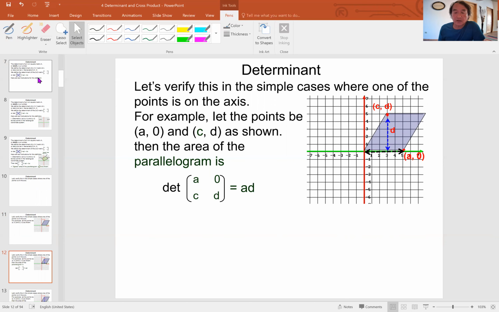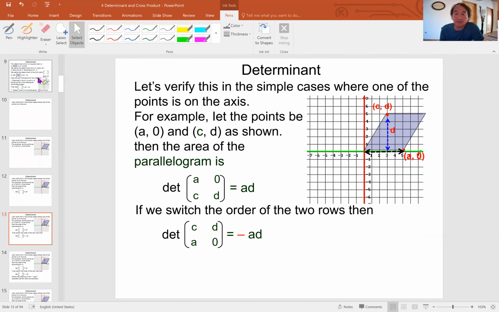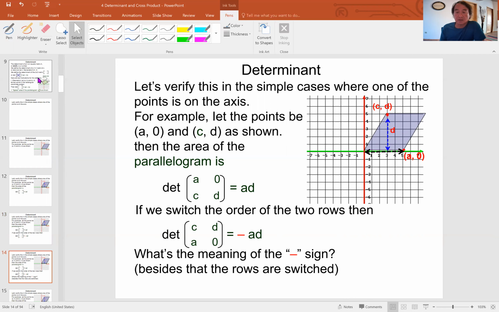And here's a simple verification. You can check the case where one of the points is on the x-axis, and the determinant you get is the area of this particular parallelogram. If I switch the order, notice the determinant calculation yields a negative number. That's what I mean by a signed area. If I switch the order, I get a negative area.